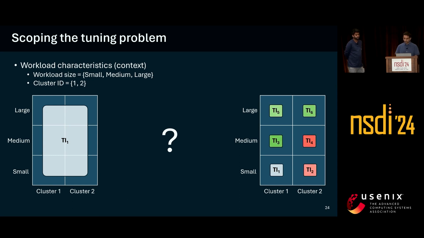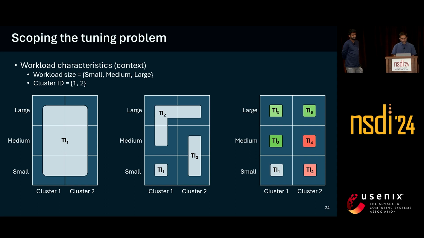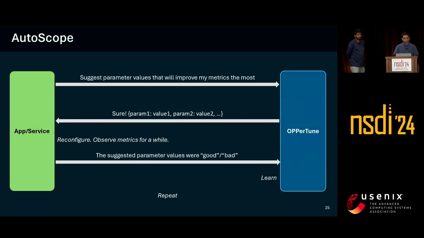An intuition for such a solution is that in the second setup on the right, it is quite likely that there are groups of contexts that have roughly the same optimal configuration and thus can be tuned by a single tuning instance. We thus propose a novel decision tree-based scoping algorithm called AutoScope that automatically determines the right scope of tuning instances. As we will see in the next few slides, this approach utilizes the context well and is also sample efficient. With this ability, the app can now provide additional information while asking for parameter values from OPPerTune, such as the workload and the environment.